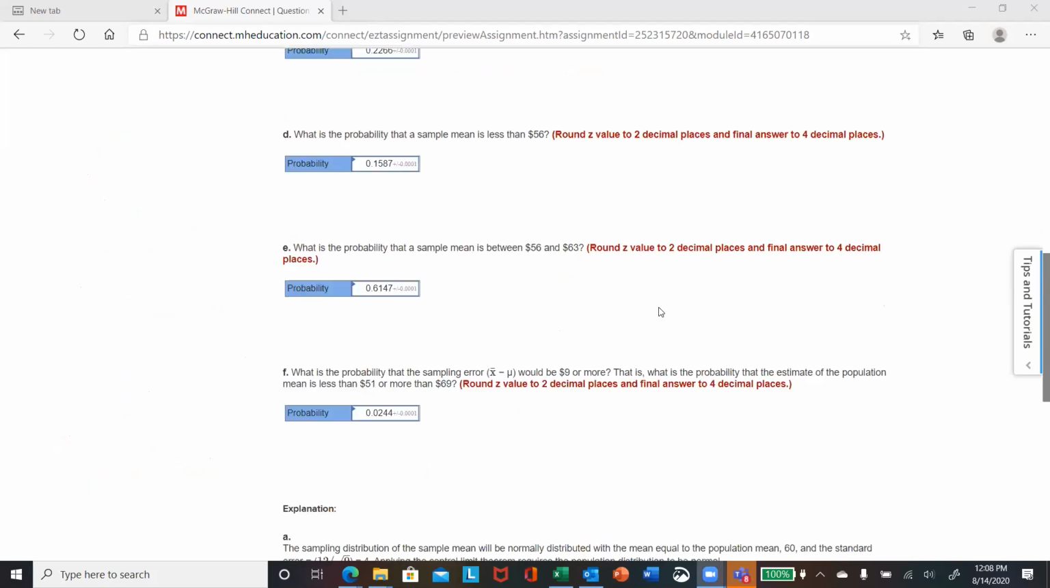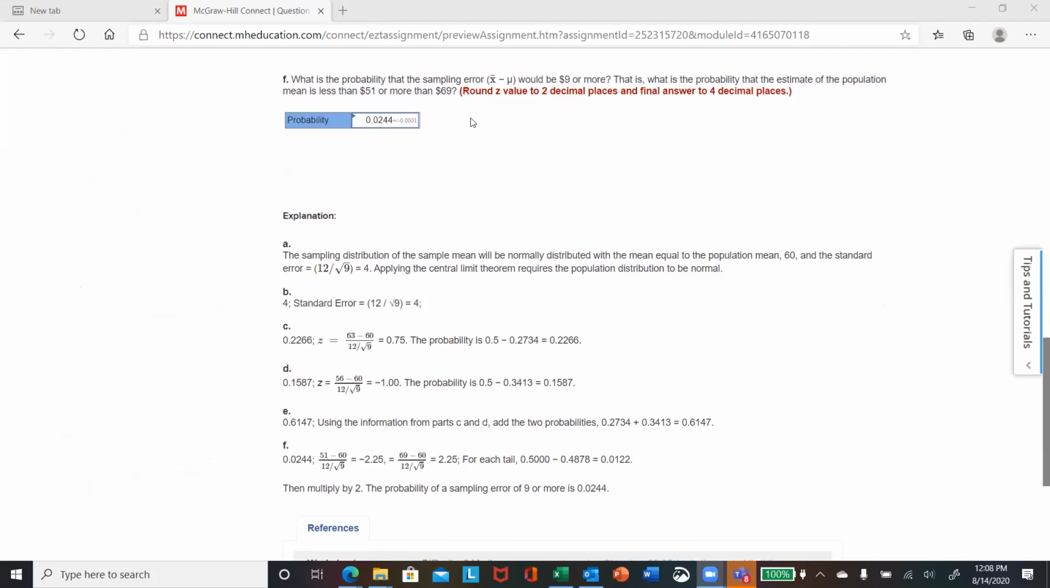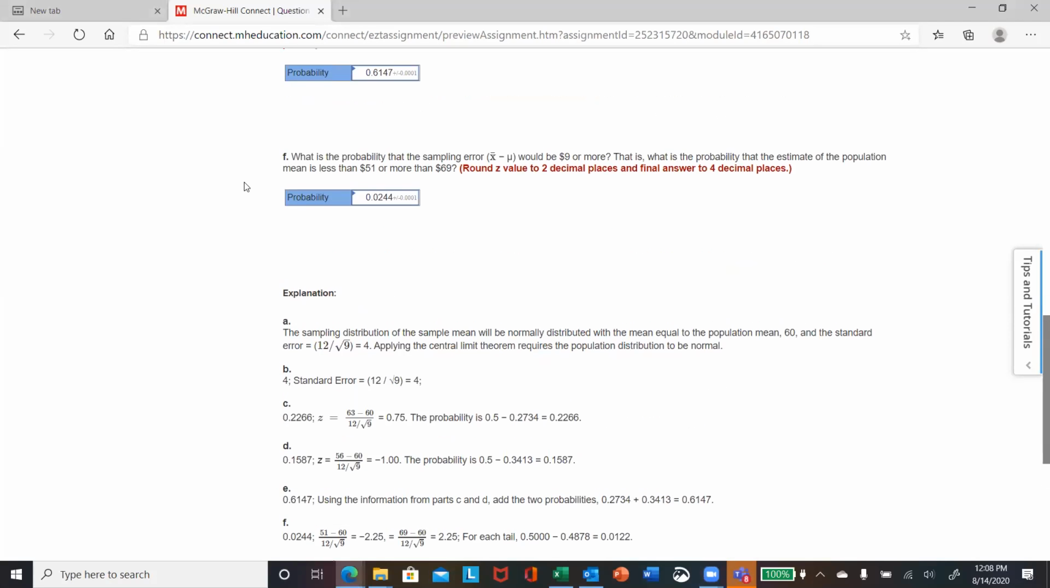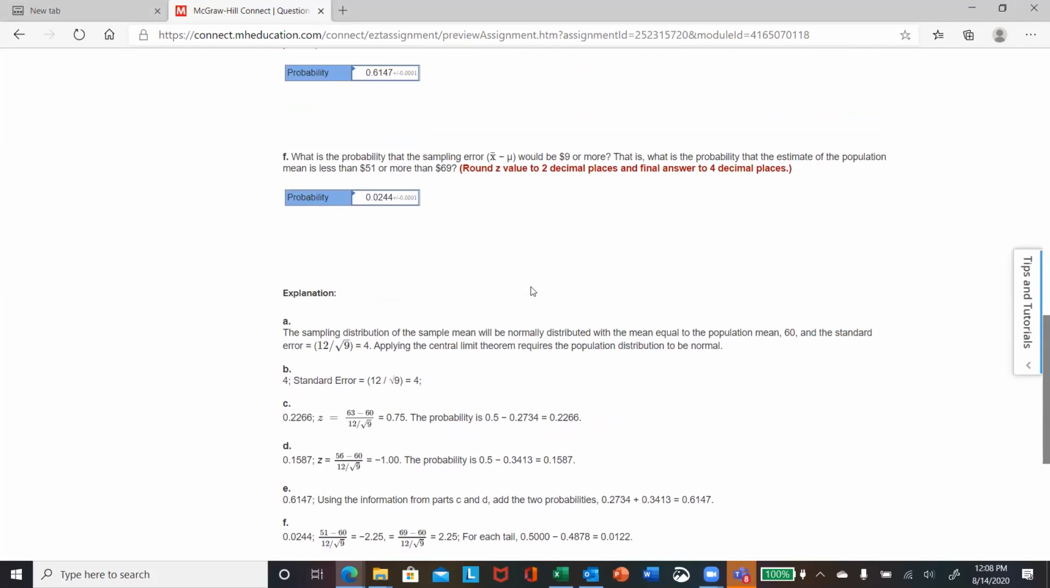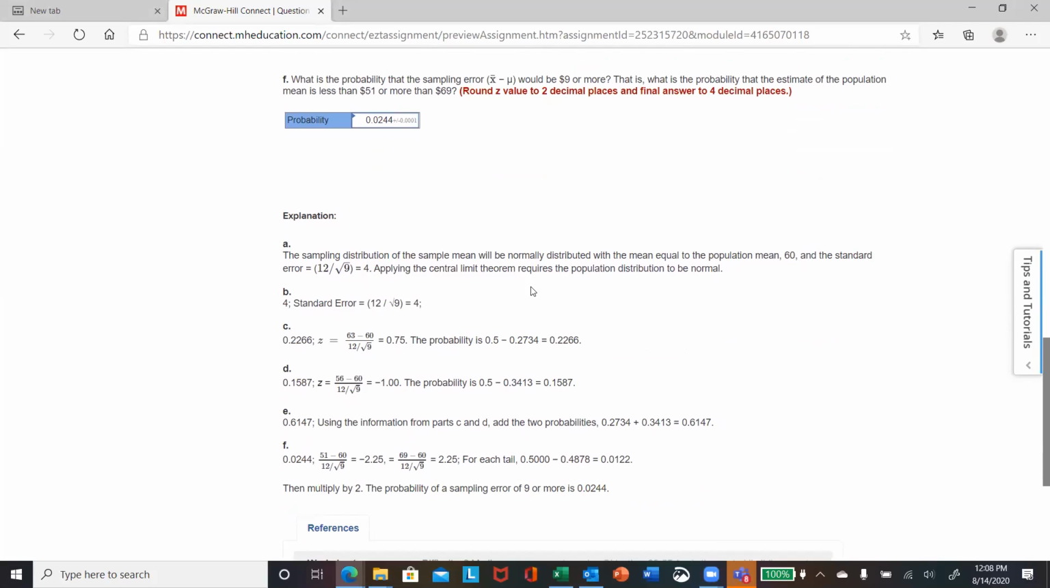Let me clear that out. And of course, letter E, they're showing you that right down here as well. All right. And then the last one, letter F, says, what is the probability that the sampling error x-bar minus mu would be 9 or more? That is, what is the probability that the estimate of the population mean is less than 51 or more than 69?